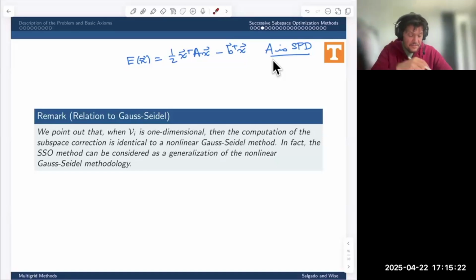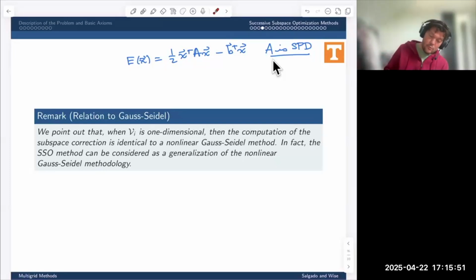Well, the successive subspace optimization method can just be thought of as some sort of generalization of the Gauss-Seidel method to this nonlinear regime, but also where, when I do this optimization over subspaces, I don't necessarily have to use one-dimensional subspaces. Okay. Gauss-Seidel says you should use one-dimensional subspaces.